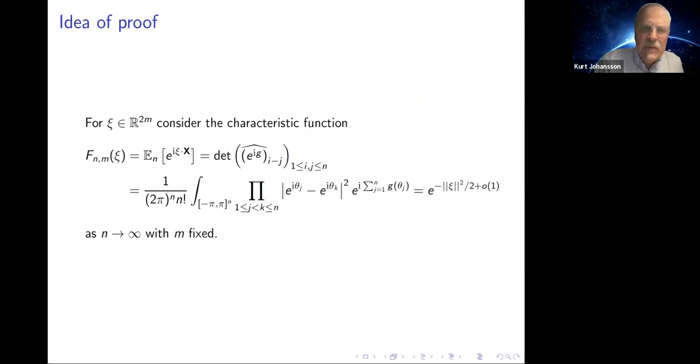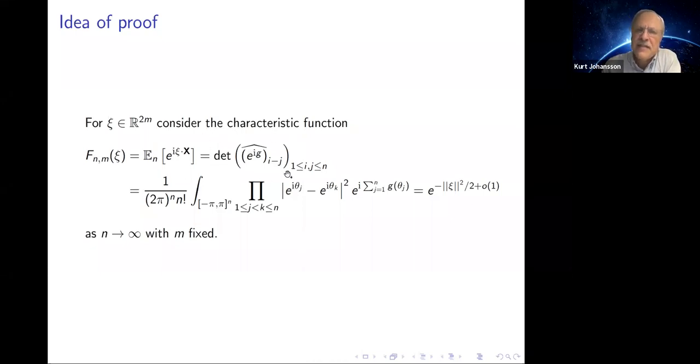So we can analyze this by using characteristic functions. I take this vector xi, which is exactly the xi's we had before. So we have 2m of these numbers, right? And I look at the characteristic function, the expectation of e to the xi dot x, right? And as we saw, we have different formulas for this, and this is important.